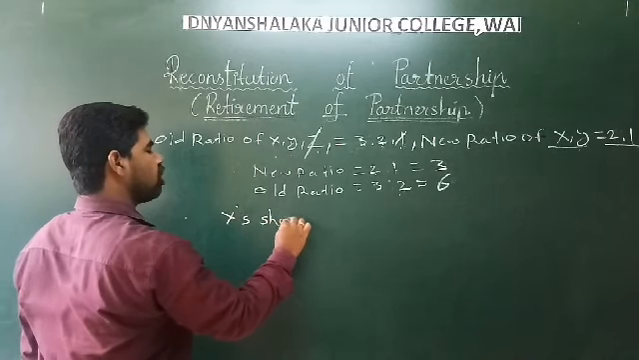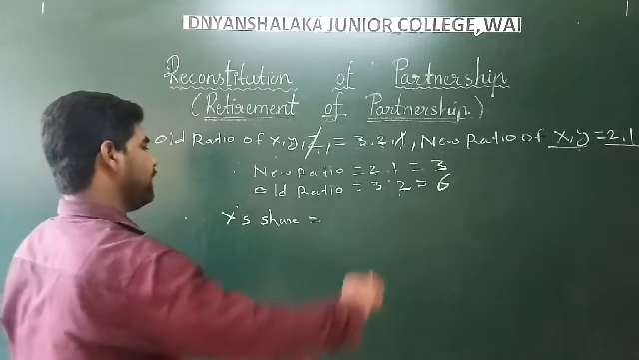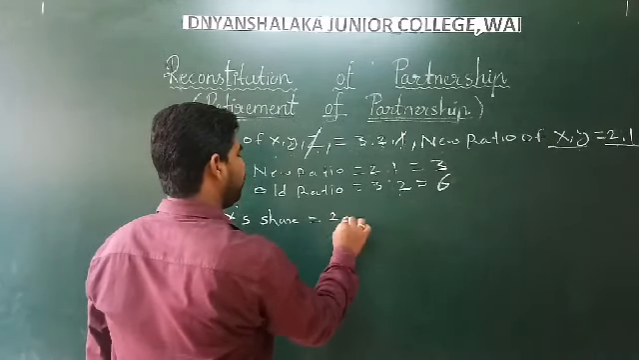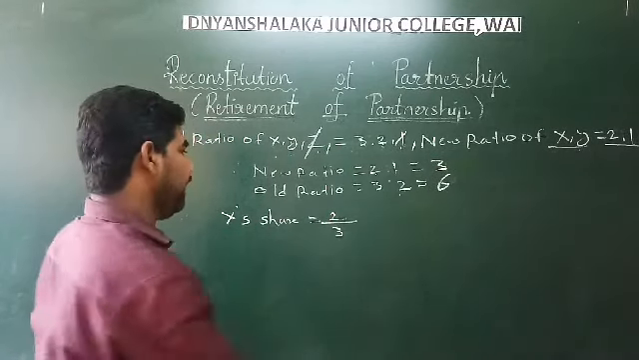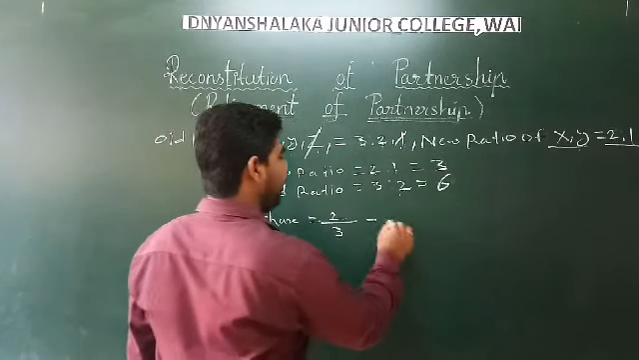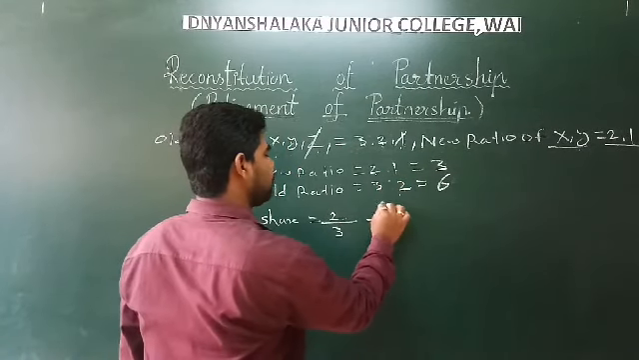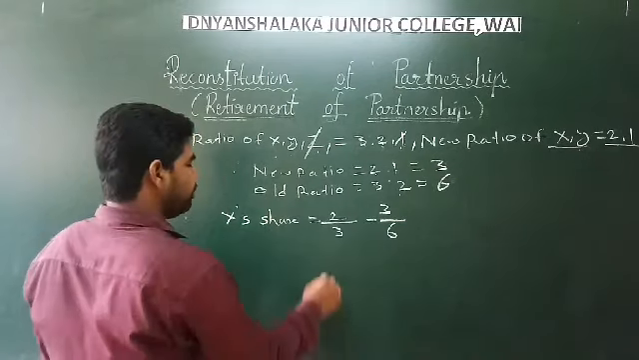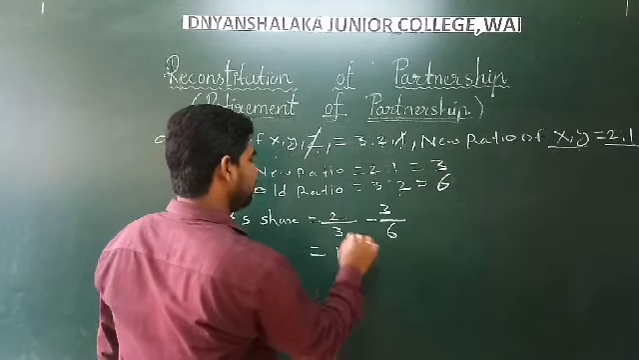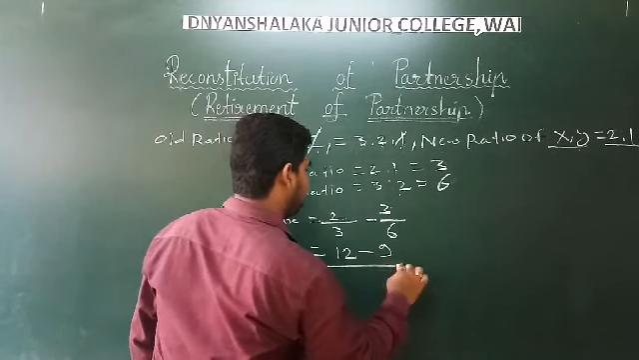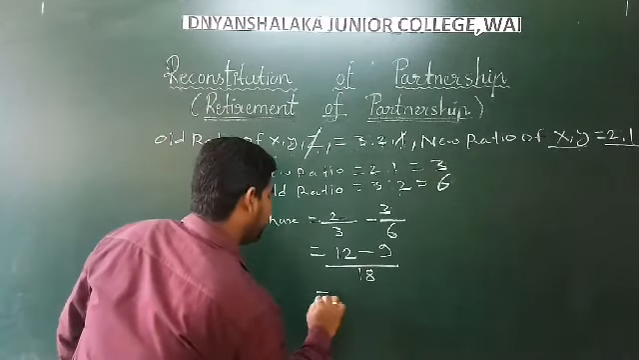X's share is equal to, so what is the formula of gain ratio? Gain ratio is equal to new ratio minus old ratio. First write down the new ratio: a total of 3 parts will be made, out of which 2 parts go to x. Then we have to find out the old ratio: a total of 6 parts will be made, out of which 3 parts go to x. Then we have to do cross multiplication: 6 times 2 is 12, then 3 times 3 is 9, upon 6 times 3 is 18. So if we subtract 9 from 12, what will come?